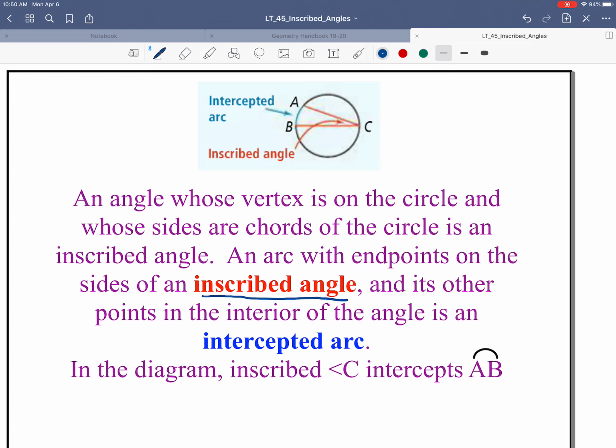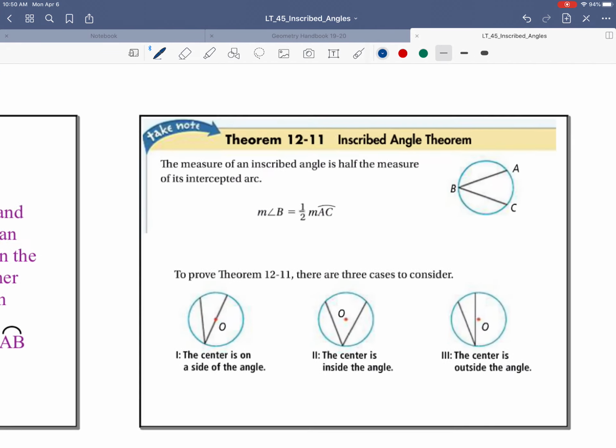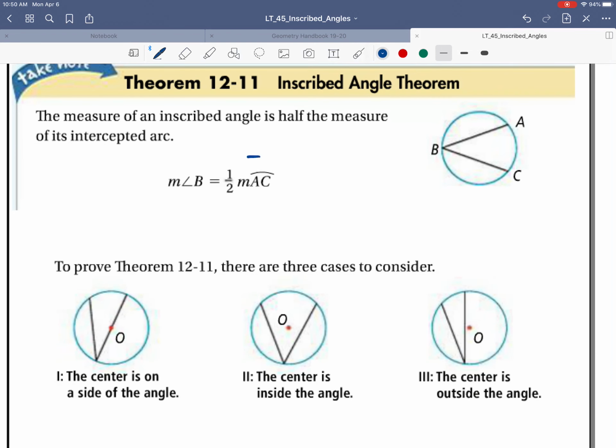So you've added inscribed angle, the intercepted arc. You can see here the intercepted arc. C is an inscribed angle because point C is on the circle. And we know that an inscribed angle is half the measure of its intercepted arc. So whatever the measure of the arc, that's why I call mark, whatever the measure of the arc AC is, angle B will be half of its measure.